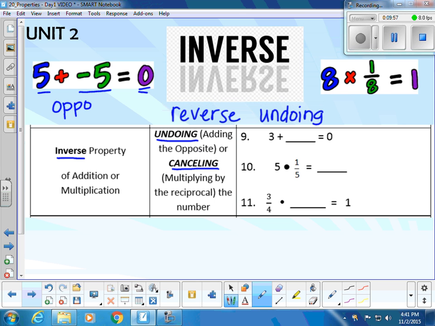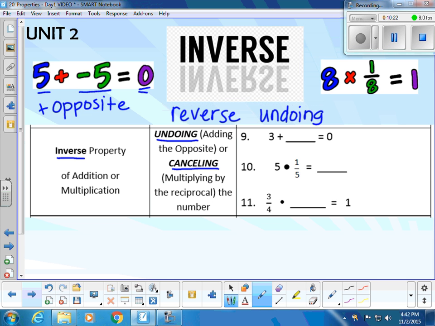You're adding the opposite here. And when you add the opposite, your result or your answer is 0. So there's a big difference between the identity property that keeps the number the same and the inverse, which is undoing the number and canceling it out. When we're solving equations for algebra, we're going to be using the inverse property every single time.